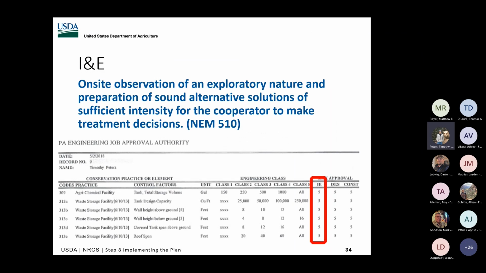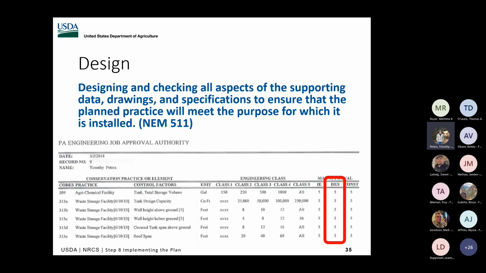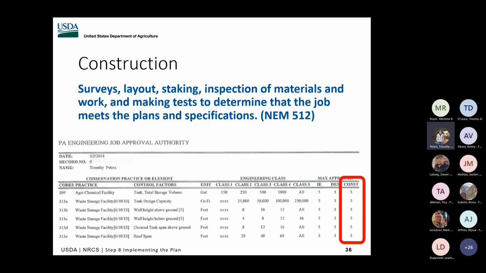And just to highlight, staff need to pay attention to their planning levels. That would be IE on the job approval sheet. So that's being able to plan the practices. The design, as Dan talked about, the design levels, being able to approve a design. So you don't need job approval to do the design, you need job approval to approve it. And then construction levels. So you don't need job approval to inspect a project, but you do need job approval levels to certify the construction's been done. And so that final certification needs to be done by someone who has that job approval level.